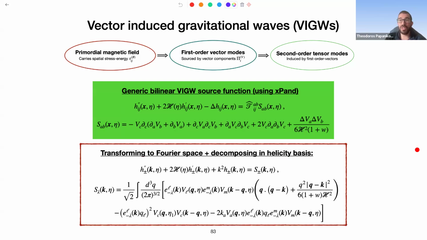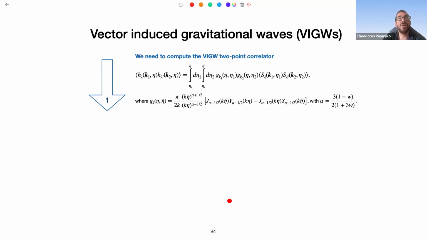For convenience, we work in Fourier space and we decompose our tensor modes with respect to the helicity basis. So at the end, the source term is this complicated expression, but what we should take as a take-home message is that it is indeed quadratically dependent on the vector metric perturbations, like in the scalar case. Having said that, we can proceed and compute the tensor power spectrum, which is related to the two-point correlation function of the tensor modes.